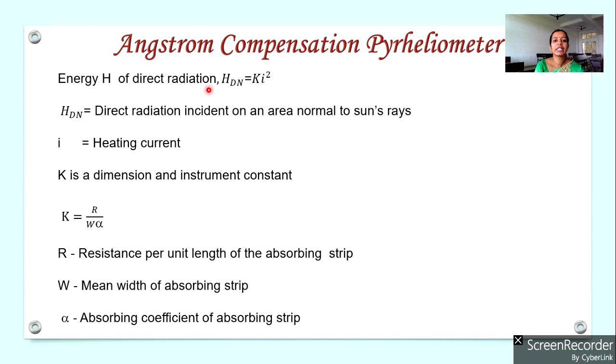Energy of the direct radiation can be calculated as K into I square, HDN, that is heat energy in the direct radiation which is falling on an area which is normal to the sun's rays.